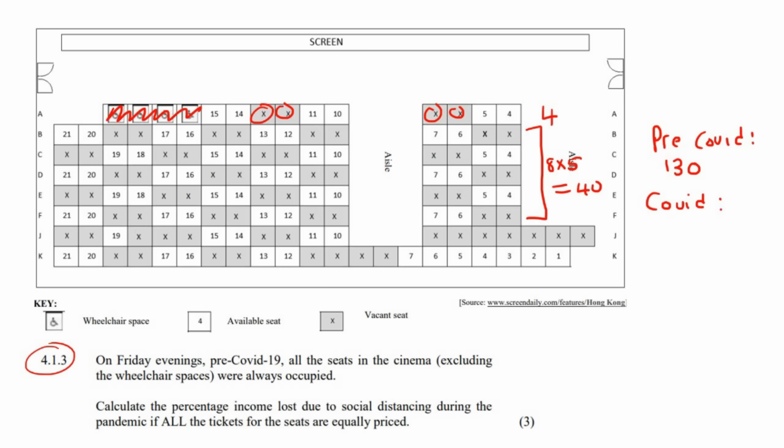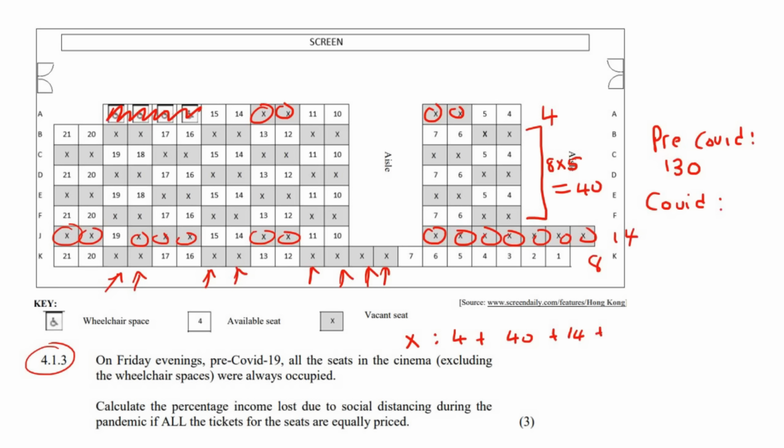Here there are 4 X's. How many X's are there in J? 1, 2, 3, 4, 5, 6, 7, 8, 9, 10, 11, 12, 13, 14 over there. And then how many X's here? 1, 2, 3, 4, 5, 6, 7, 8. So if you go count up all of the X's, there's going to be 4 plus 40 plus 14 plus 8. And so that's 66.